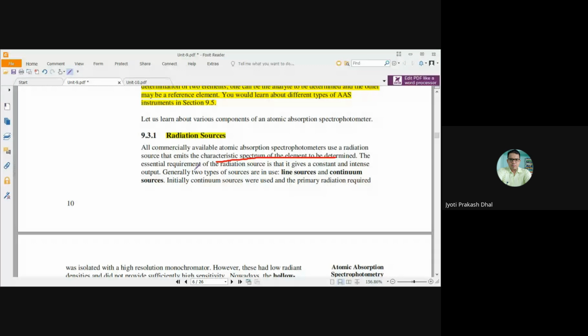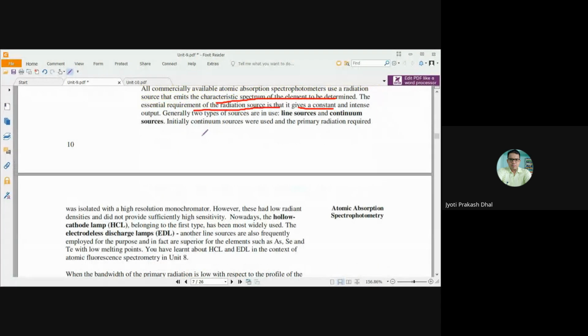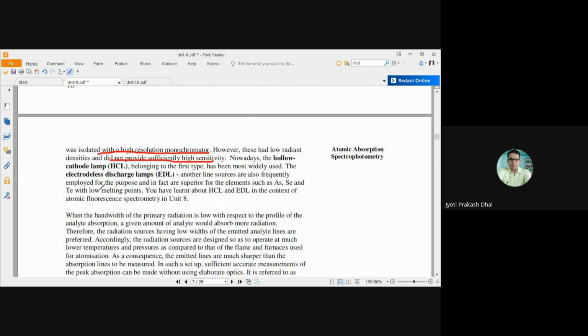The essential requirement of the radiation source is that it gives a constant and intense output. There are two types of radiation sources: line sources and continuum sources. Initially, continuum sources were used, and the primary radiation required was isolated with a high resolution monochromator. However, these are low density and do not provide sufficiently high sensitivity. Nowadays, the hollow cathode lamp, that is HCL, belonging to the first type, has been most widely used.